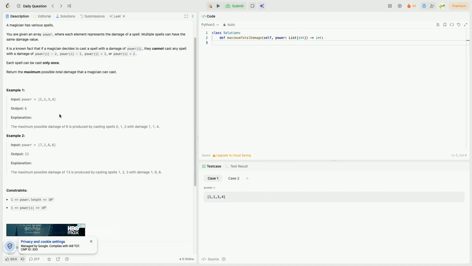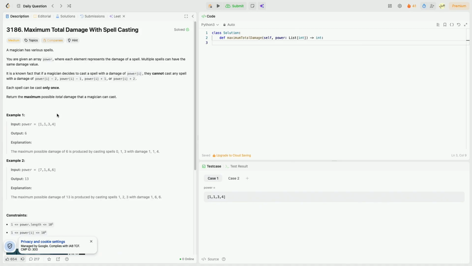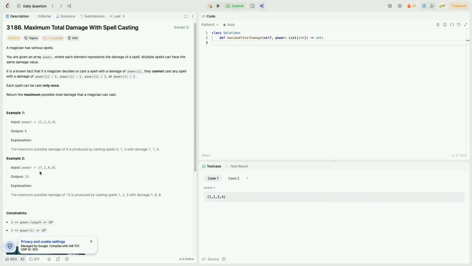Well, there are two different approaches. One would be to remember which powers are basically forbidden after we cast a spell. So we don't cast any of the spells that have these power values, minus 1, minus 2, plus 1, plus 2. Or we could sort the entire array of powers, which allows us then to iterate through this array linearly.